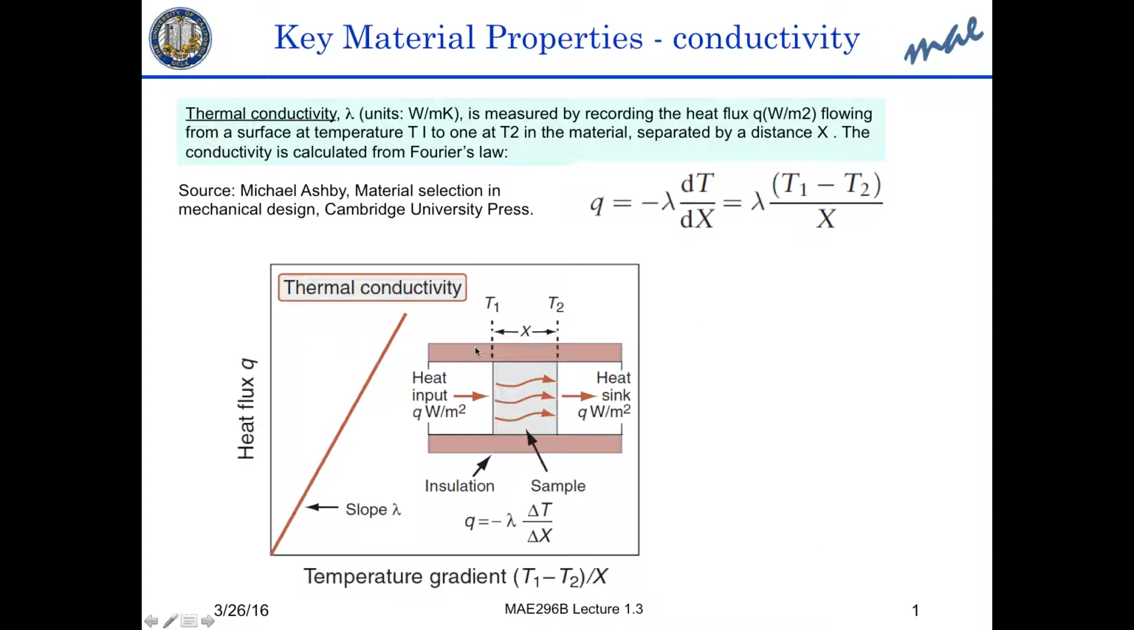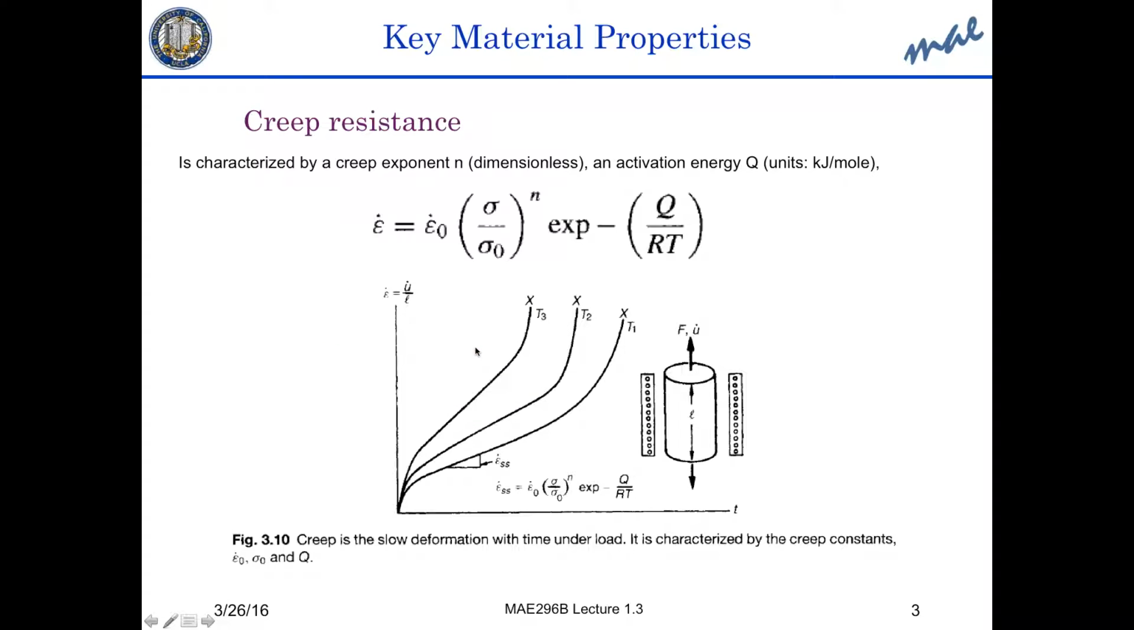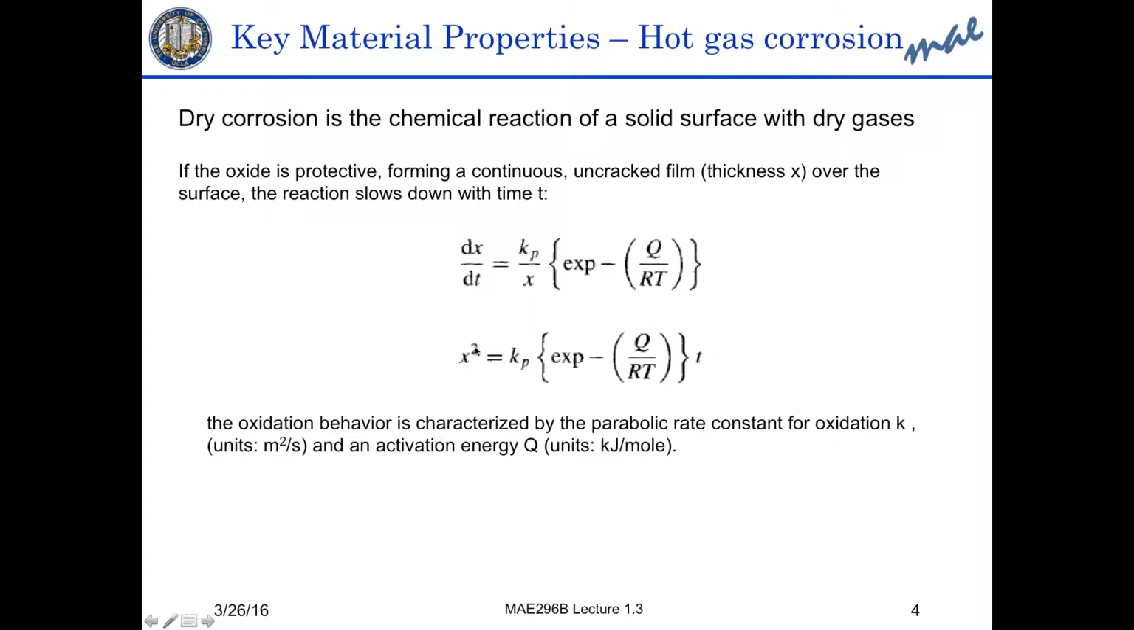So if we continue now for the properties that we have used, to summarize again, we have thermal conductivity, lambda, we have thermal diffusivity, a, we have thermal shock resistance, which is delta T, we have the creep resistance, described by the slope of the creep curve, epsilon dot. We have the oxidation resistance described by this oxidation rate constant K, and activation energy Q.